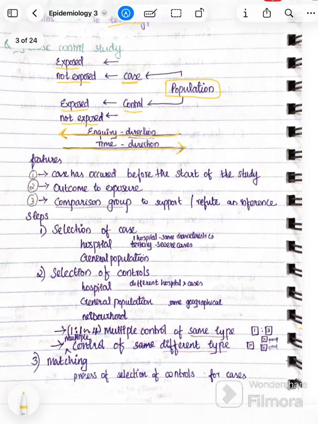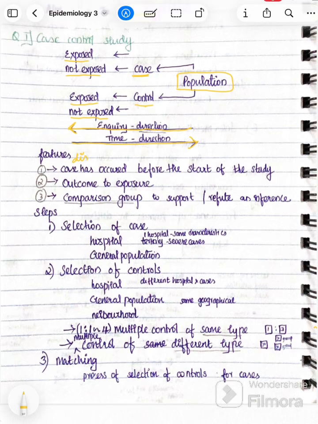Now the features of the case control study. In a case control study, the disease has occurred before the start of the study. We go from the outcome to exposure. Exposure: we are going to check what risk factors cause that disease. That is why another name for the case control study is backward looking study. Now a comparison group is there in the study, that is controls, to support or to refute an inference.